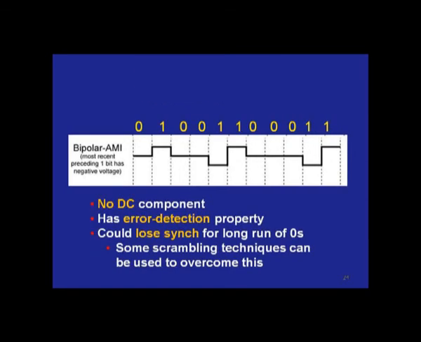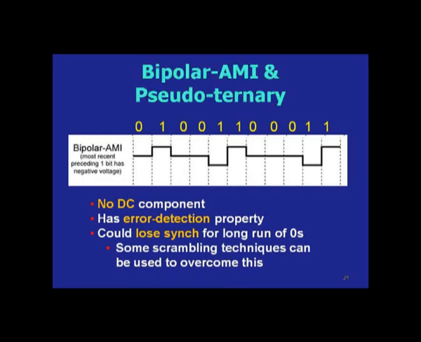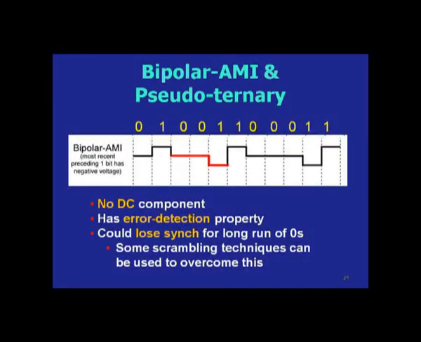Now if you look at the properties of both these, bipolar AMI and pseudo-ternary, they have similar properties. One is, of course, as we saw, there is no DC component because the positive pulses cancel out the negative pulses. The second interesting property is that it has an error detection capability. What do you mean by error detection capability? You expect that when I have a 1 followed by another 1, naturally if this was positive, I should have a negative pulse following it. I cannot have 2 positive pulses occurring one after another. Suppose I had a positive pulse here and another positive pulse over here, I know that something is wrong in the encoding. I will actually be able to identify that a bit error has occurred.